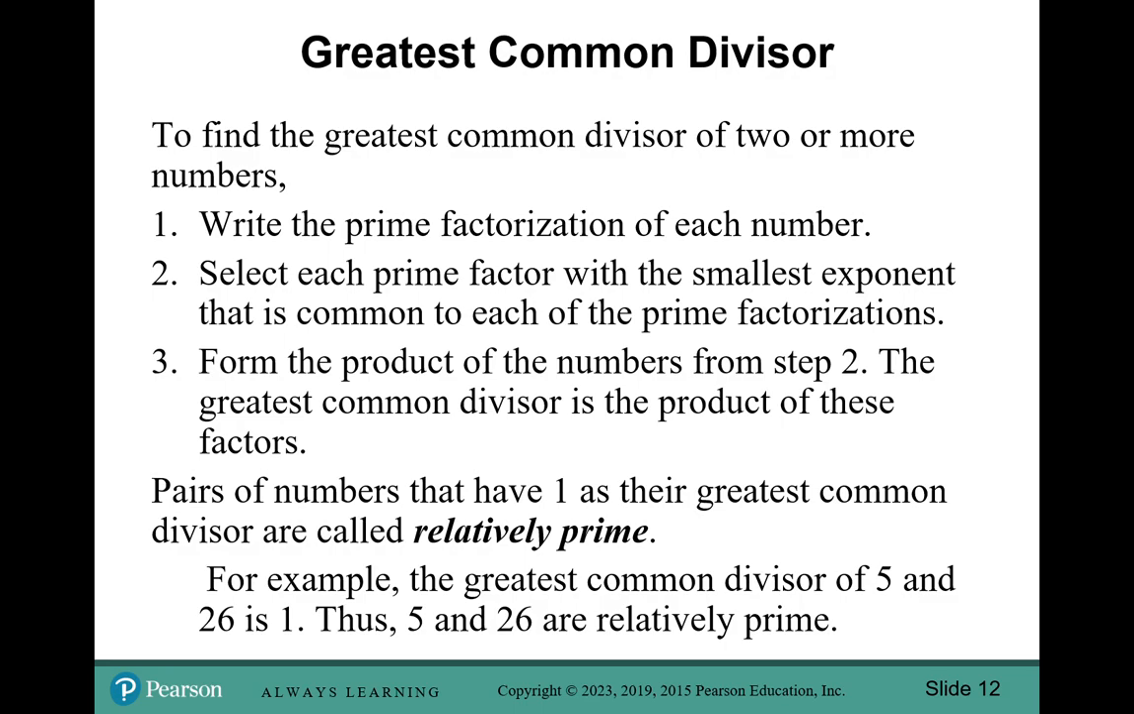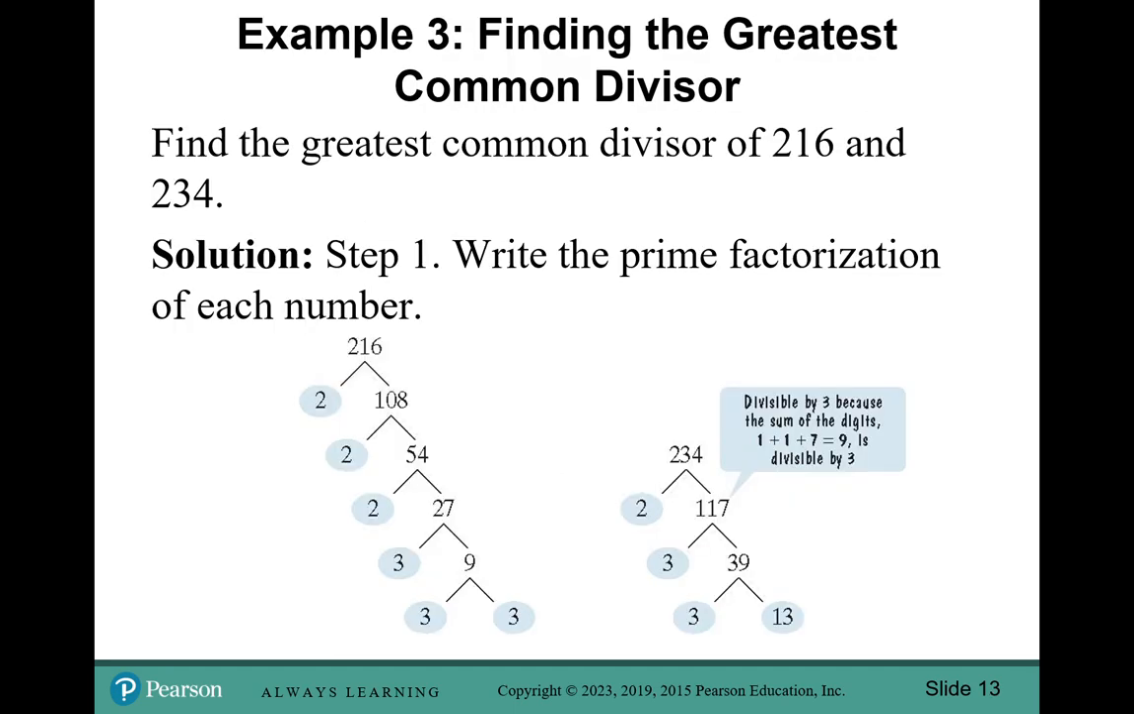Pairs of numbers that have 1 as their greatest common divisor are called relatively prime. For example, the greatest common divisor of 5 and 26 is 1. Thus, 5 and 26 are relatively prime. So, let's find the greatest common divisor.